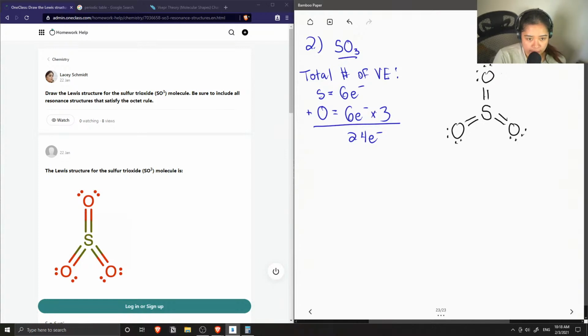Okay, so now if I double check and if I were to calculate the formal charge of all of my atoms, I can use the equation for formal charge, which is the number of valence electrons minus the number of non-bonding electrons minus the number of bonding electrons divided by 2.